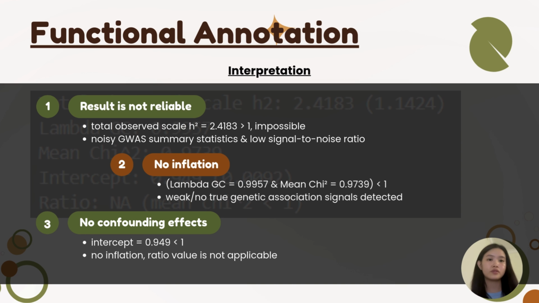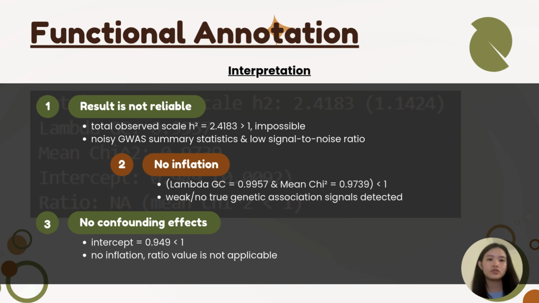Firstly, the result is not reliable as the total observed scale h-square is greater than 1, which is biologically impossible. This may be due to noisy GWAS summary statistics and low signal-to-noise ratio, resulting in an unstable heritability estimate. Secondly, no inflation is observed. Both the lambda GC and mean chi-square values are slightly below 1, indicating that the test statistics are deflated rather than inflated. This suggests that the GWAS is underpowered, with weak or no true genetic association signal detected.